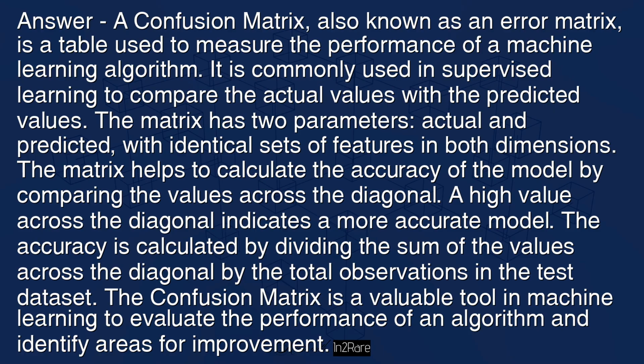The accuracy is calculated by dividing the sum of the values across the diagonal by the total observations in a test dataset. A confusion matrix is a valuable tool in machine learning to evaluate the performance of an algorithm and identify areas for improvement.